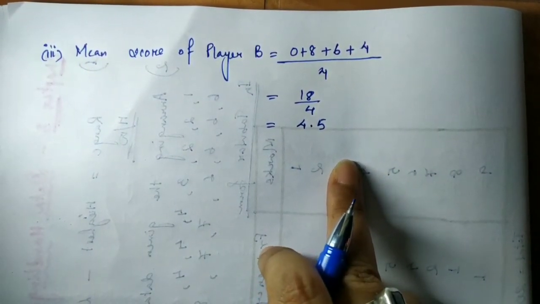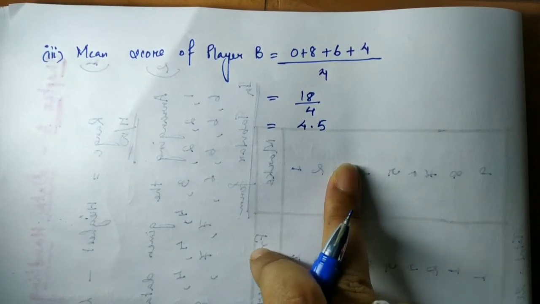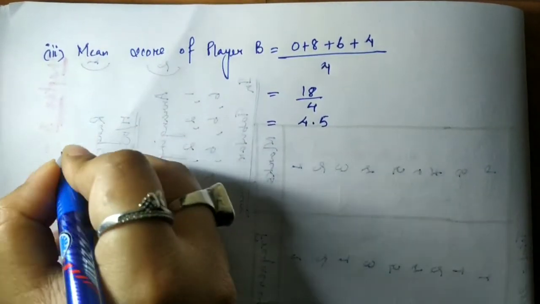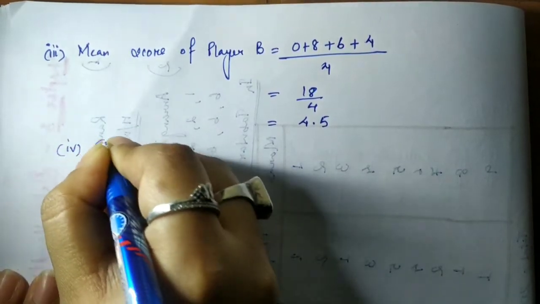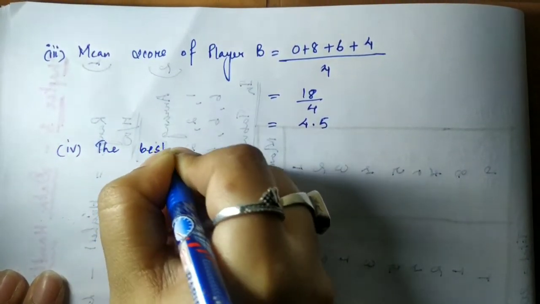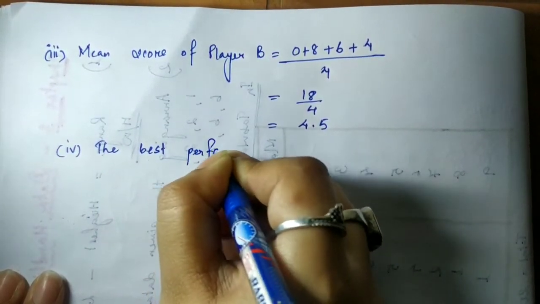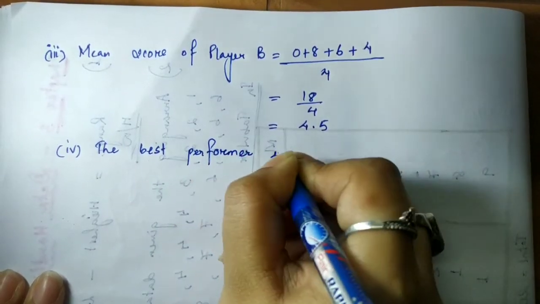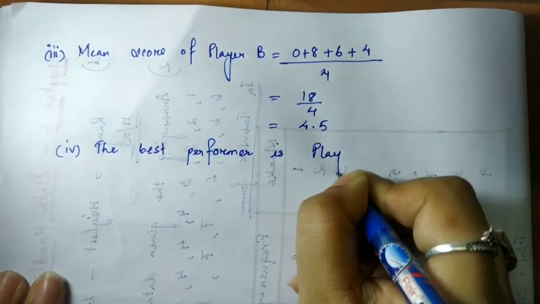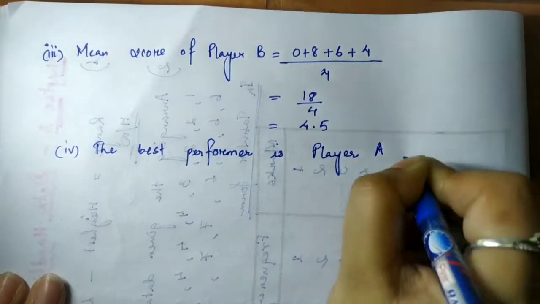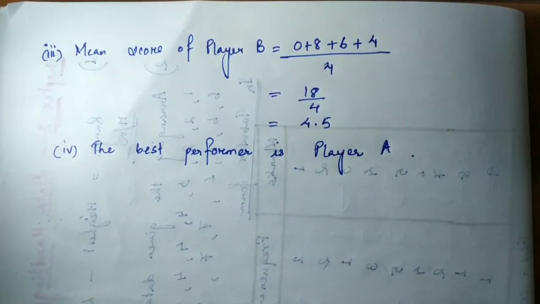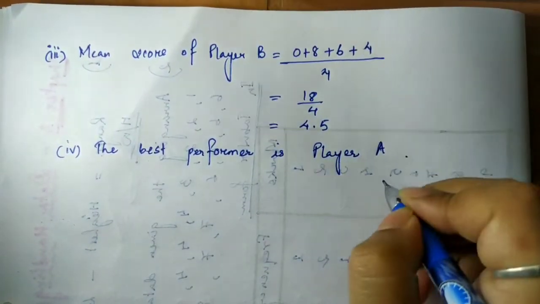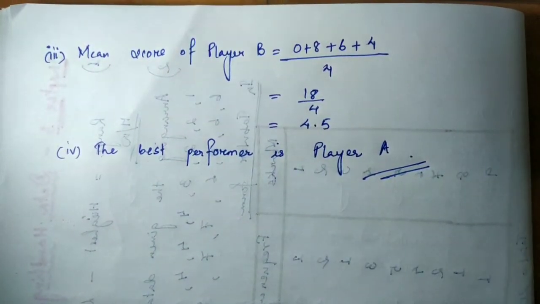In the last question, number 4, it is asked who is the best performer. If you compare the mean score of all the players, the best performer is, obviously, player A. That is the best performer who played for all the games. So here we do it. Question number 5 is done this way.